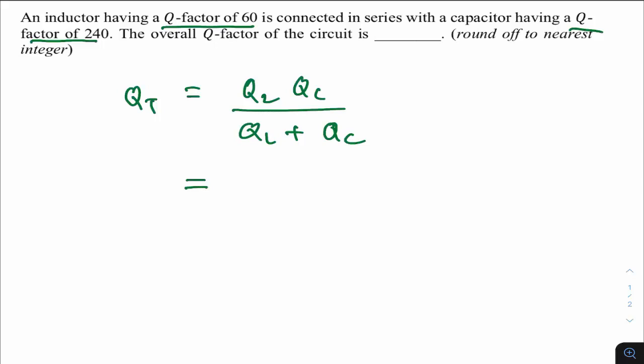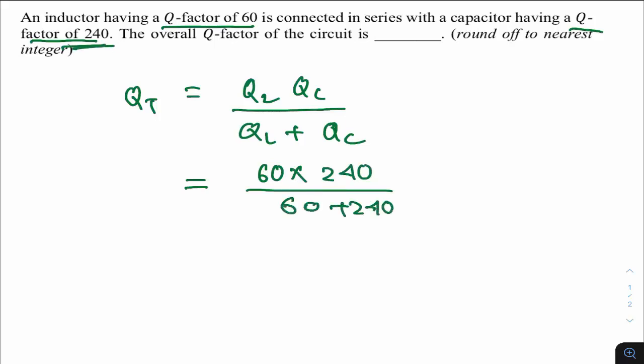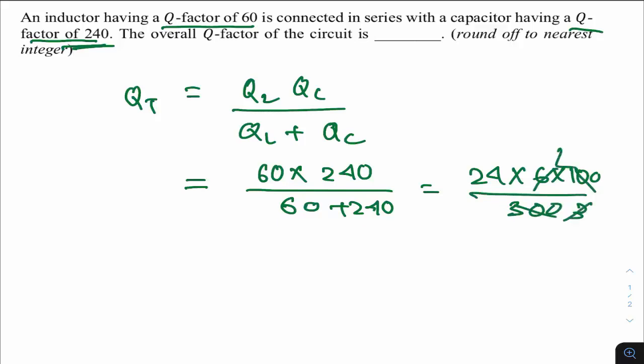So QL is given 60 and QC is given 240. So 60 into 240 divided by 60 plus 240. So this is 24 into 6 into 100 divided by 300. So this happens to be 48. So the quality factor of the overall circuit is 48. So 48 is the right answer for this question.